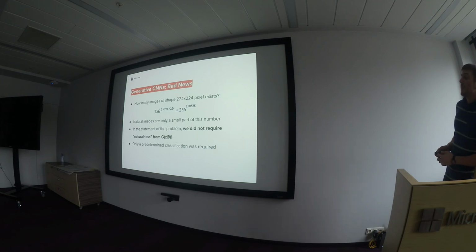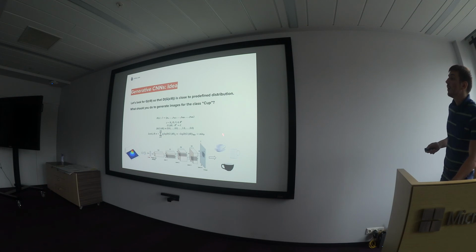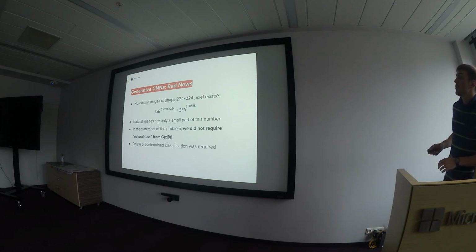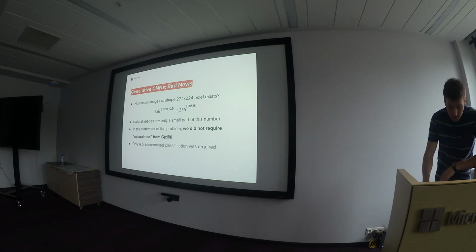And the problem here is in the statement of our problem. What we want from our model is only a predefined classification, but we did not require any naturalness from our G of Z of theta. And because this number is so big, with high probability you can find an image which looks like noise and classify it as any class you want.